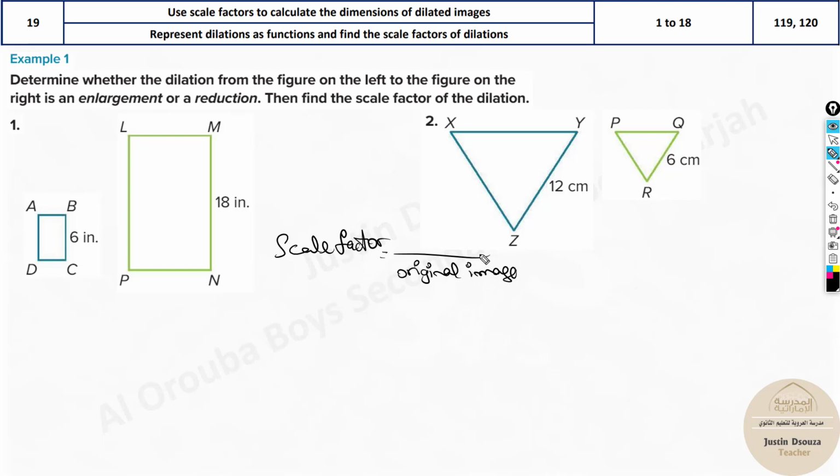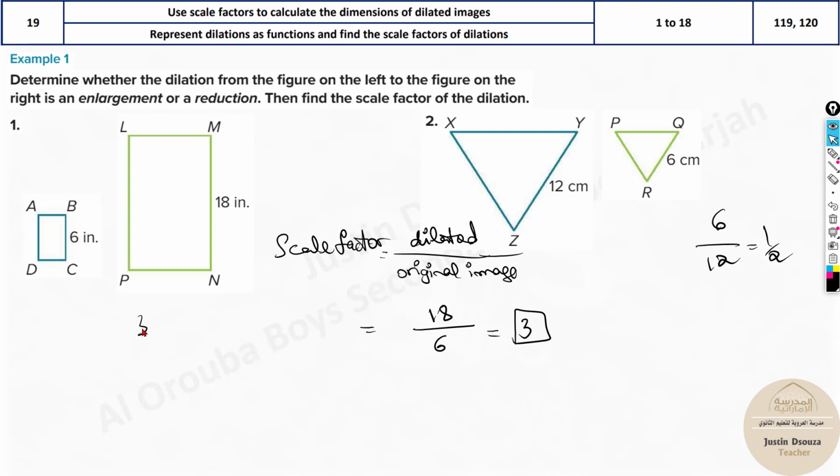The upper one is the dilated image. Any dimension over here for the dilated is 18. You must divide by the same corresponding side. If this is MN, the corresponding side is BC, which is 6. 18 divided by 6 is 3. So the scale factor is 3 here. And over here it is 6, the dilated image, divided by the original. It is half, or 0.5.